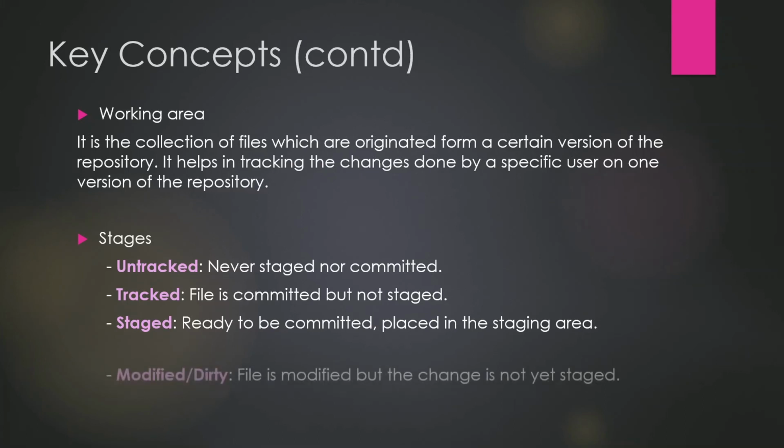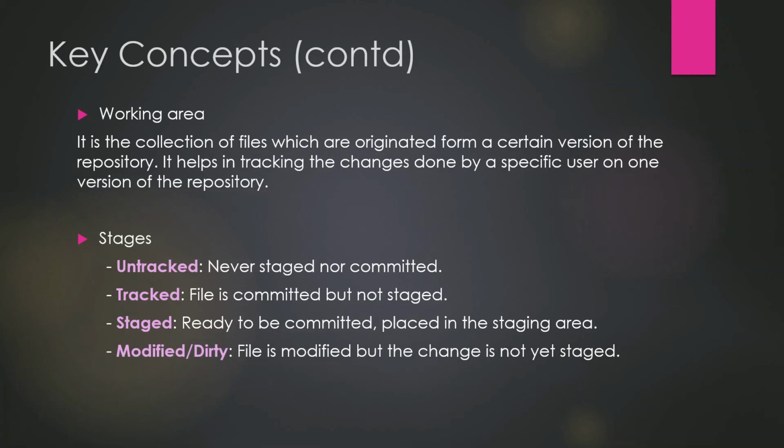Next one would be modified, or dirty. When changes are made to a file, that is, the file is modified but the change is not yet staged, that's what we call modified or dirty. After the changes are done in the working area, the user can either update these changes in the Git repository or revert the changes.